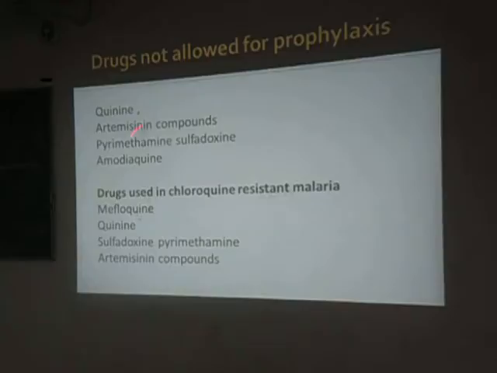Okay, so quinine, artemisinin compounds, pyrimethamine, sulfadoxine and amodiaquine. Okay, these drugs need to be remembered. These are the bio questions also. So drugs used in chloroquine resistance, what are the drugs? Mefloquine, quinine. That means there is less cross resistance there. Okay, sulfadoxine plus pyrimethamine and the artemisinin compounds.